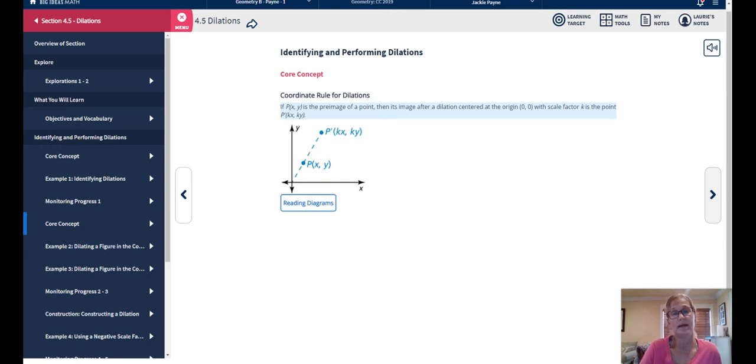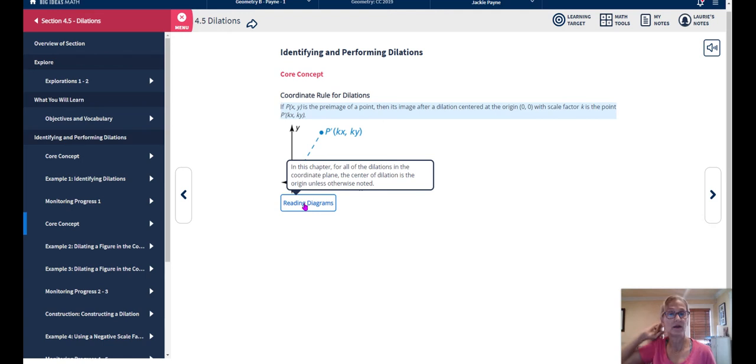If the point (x, y) is the pre-image of a point, then its image after dilation centered at the origin, so C would be the origin (0, 0), with scale factor k, is the point P prime (kx, ky), which means you're just going to multiply those numbers by the scale factor. So if your pre-image is (1, 1) and your scale factor is 5, then P prime would be (5, 5), because you just multiply the two numbers.